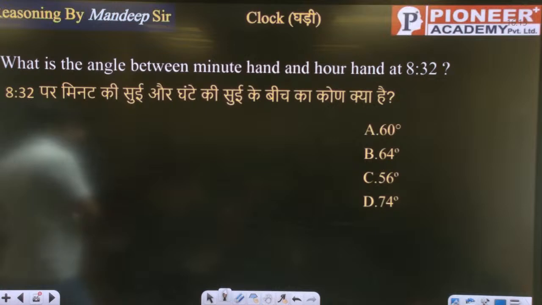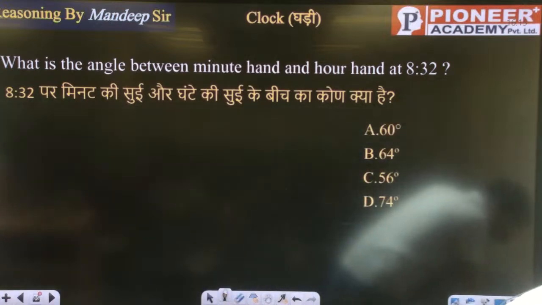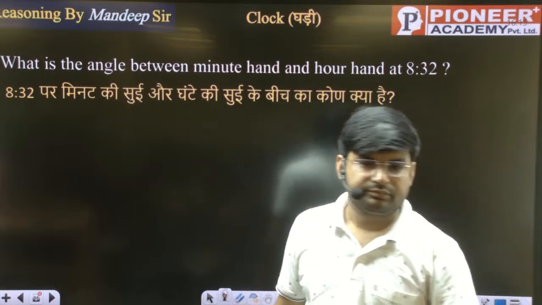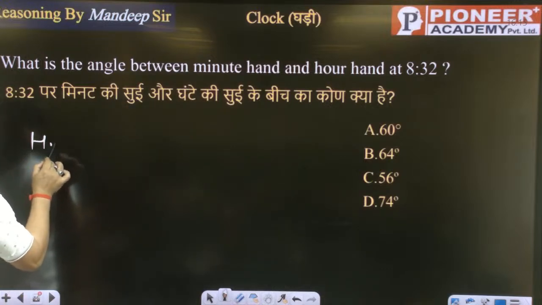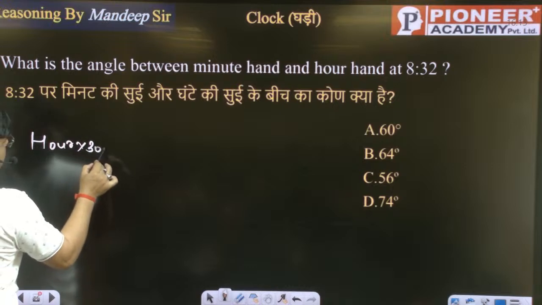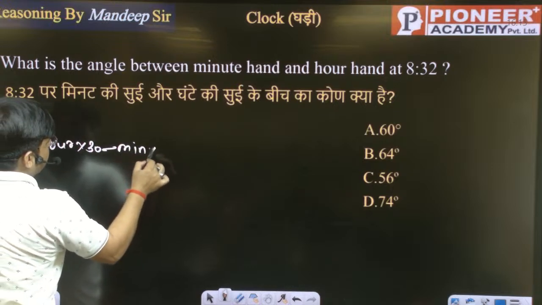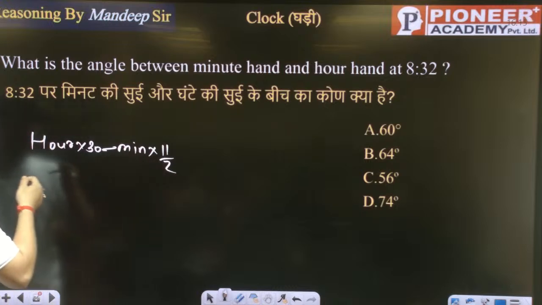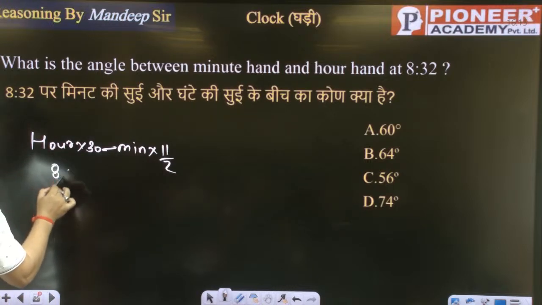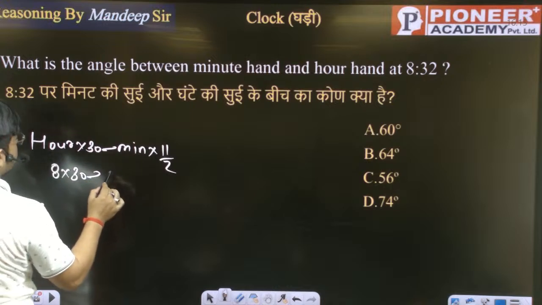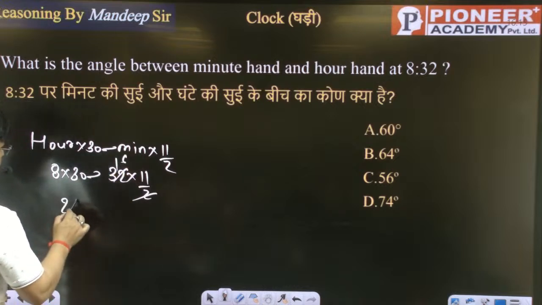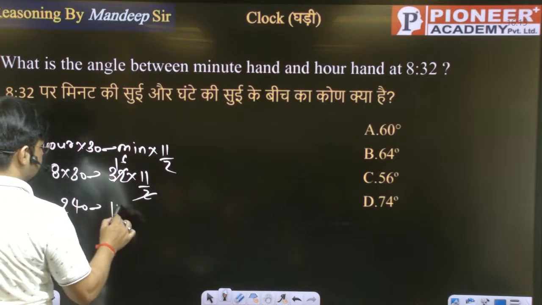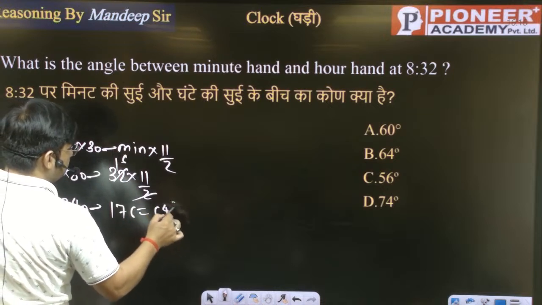What is the answer? Eight into 30 difference, 32 into 11 upon 2. It's 16, 240, 176, 64 degree.